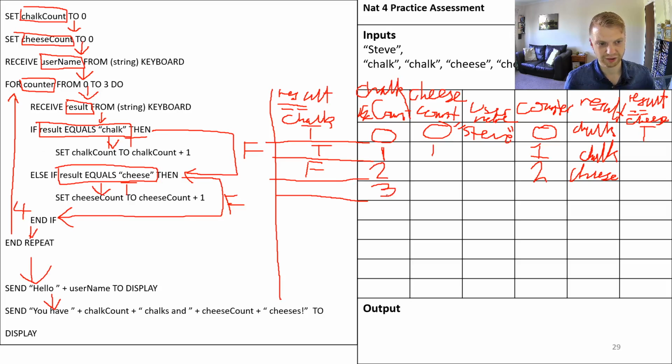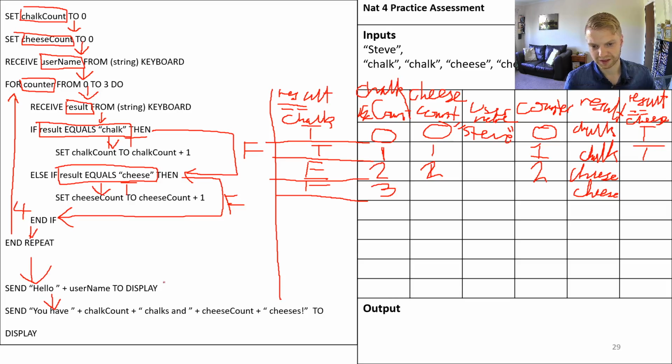This is our final go because we're at 3 and 3 here. Where are we? I'm losing my train of thought. Right, result. So result is cheese. If result equals chalk, well, it doesn't. It's a false. And if result equals cheese, yep, it does. So we add 1 to cheese count, and that'll give us 2, not 1. Right, finally we escape the loop.